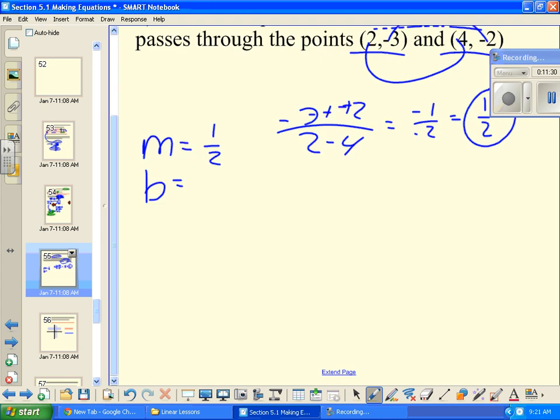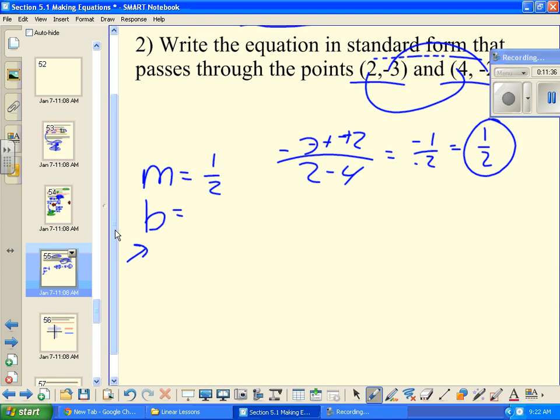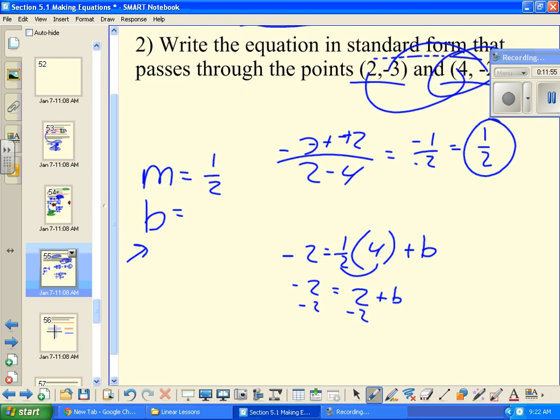Now I'm going to take either of those points and set something up so I can find out what b is. Don't have that yet. So I've got to find out my y-intercept. And again, neither of those points are the y-intercept. So let's say I'm going to take the second point this time. -2 equals 1/2 times 4 plus b. 1/2 times 4 is just 2. And then subtracting 2 from both sides, I get b equals -4. So now b is -4.